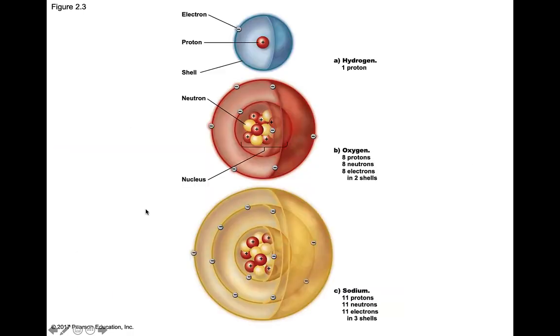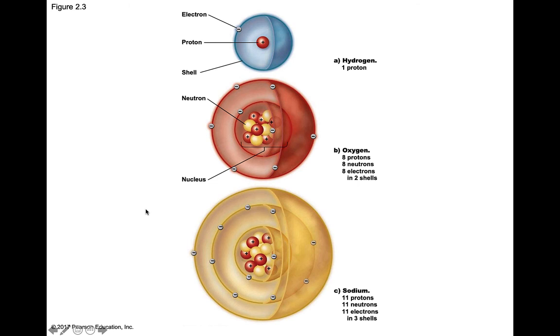Now here, let's take a look at three elements. The first is hydrogen, and hydrogen is the simplest of all, and it consists of simply one proton. Now, let's take a look at oxygen. We're looking at elemental oxygen and not molecular oxygen. So notice something. We've got 8 protons, 8 neutrons, and 8 electrons. And the electrons are distributed in 2 shells around the nucleus. The nucleus of the atom is made up of protons and neutrons. And electrons will be hovering in the outer shell.